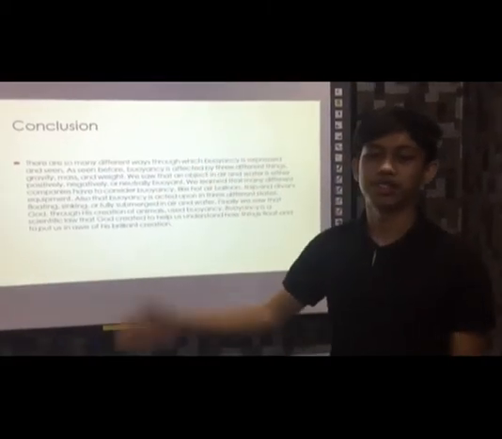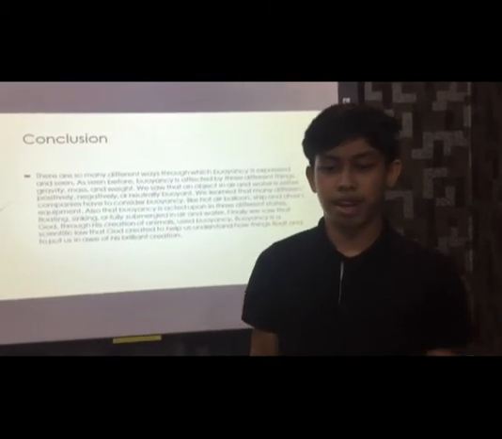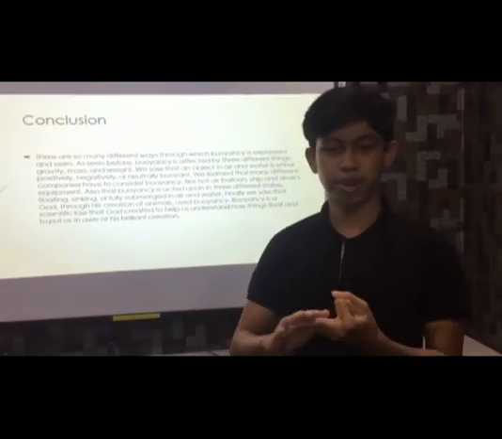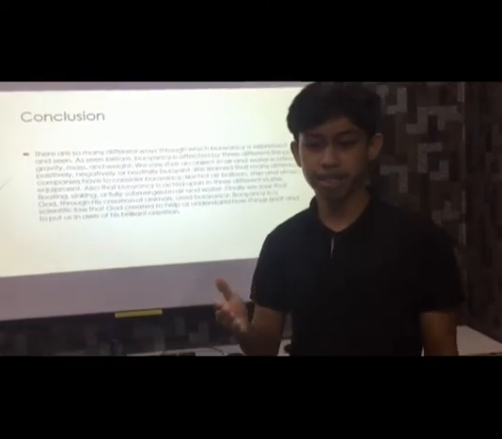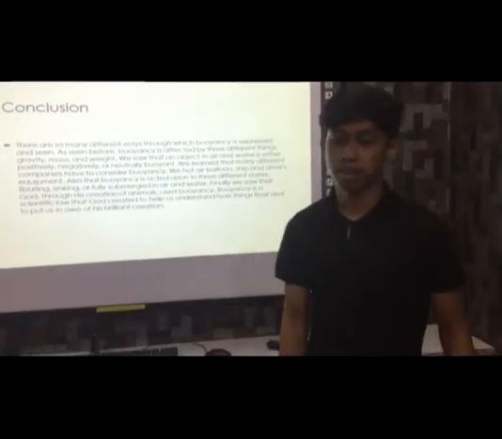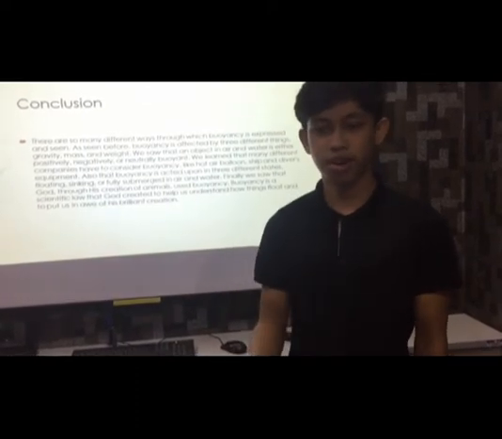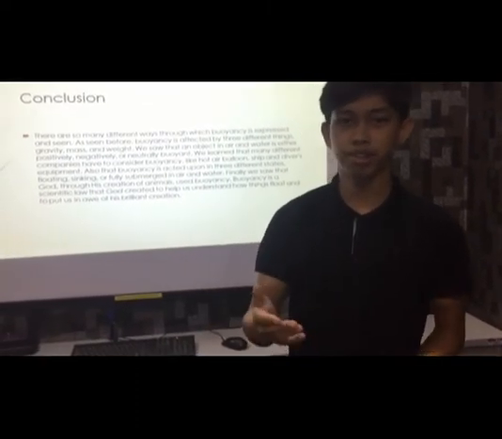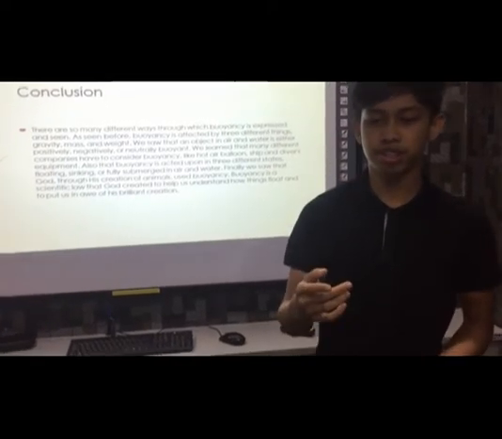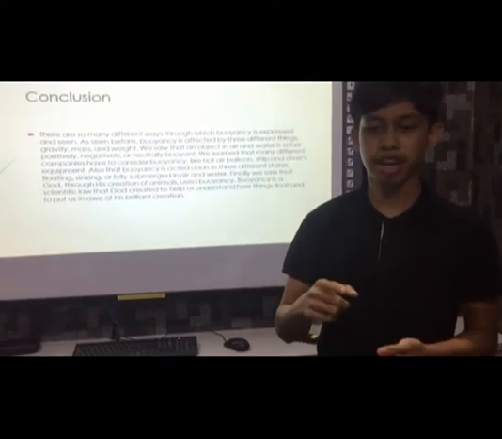The conclusion is, there are so many different ways through which buoyancy is expressed and seen. As seen before, buoyancy is affected by three different things: gravity, mass, and weight. We saw that an object in air and water is either positively, negatively, or neutrally buoyant. We learned that many different companies have considered buoyancy, like hot air balloon, ship, and diver equipment makers. Also, buoyancy is acted upon in three different states: floating, sinking, or fully submerged in air and water.